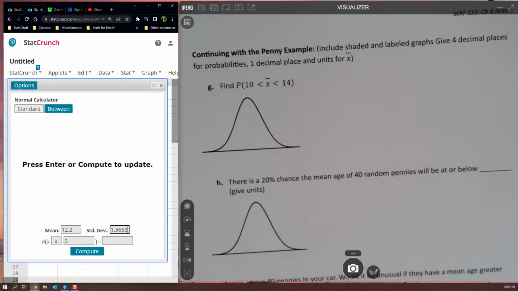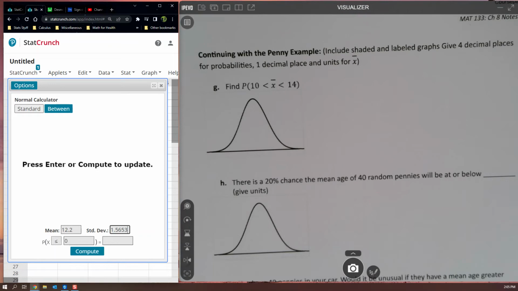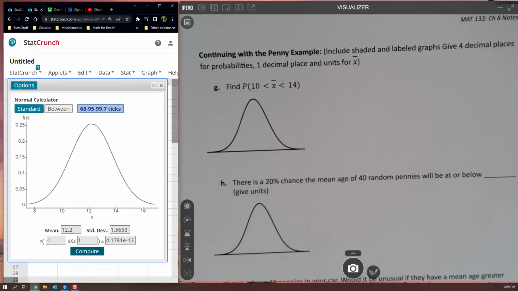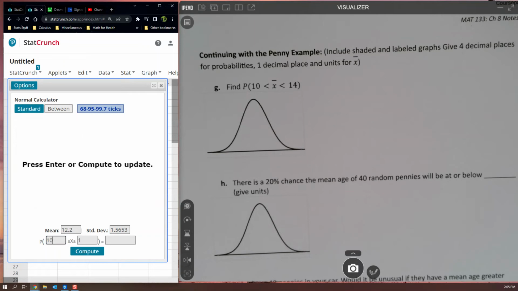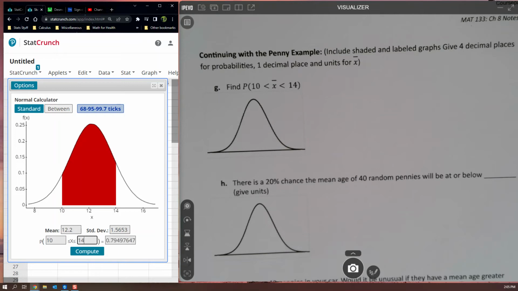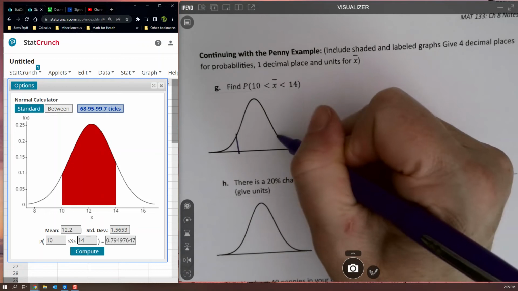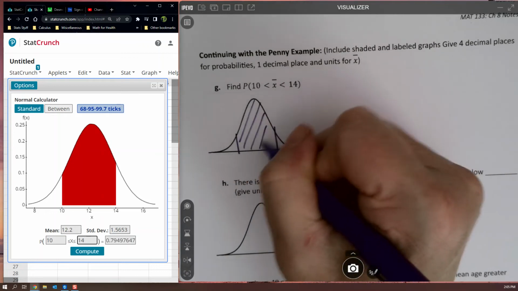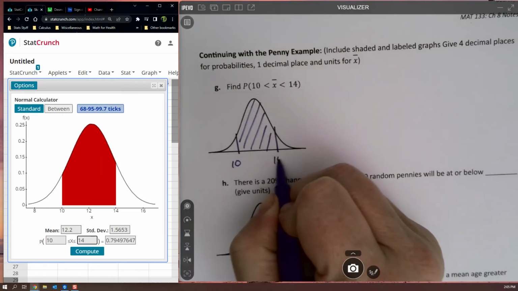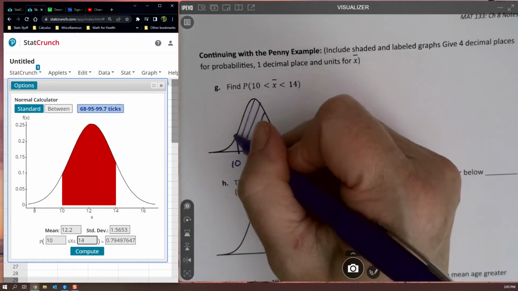So we put those values in. And then we want it to be between, because I can see there's two numbers there. So I'm going to click between, and I'll put 10 here and 14 here, and I'll press enter. I should have mentioned that I'll be doing this all in StatCrunch. At the very end, I will show how to do it in a calculator. So we need to shade. Here's 10, here's 14. So we're looking for that area in between.